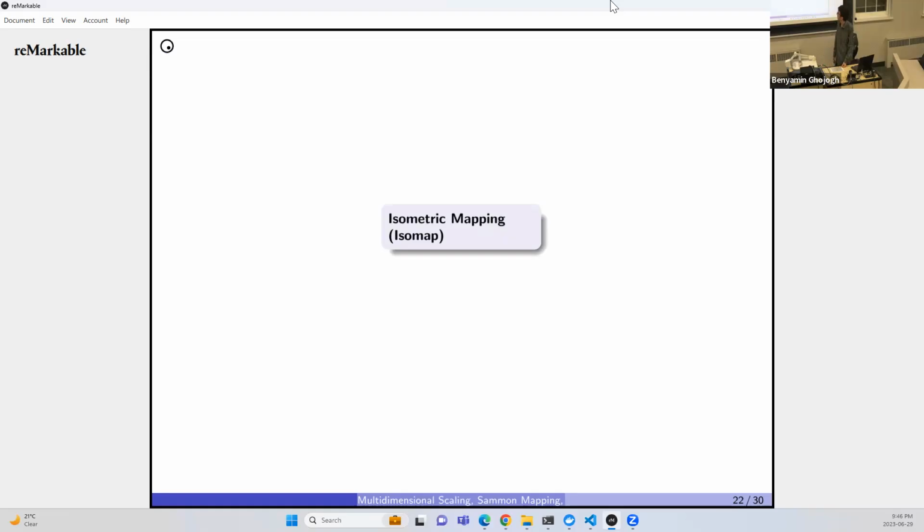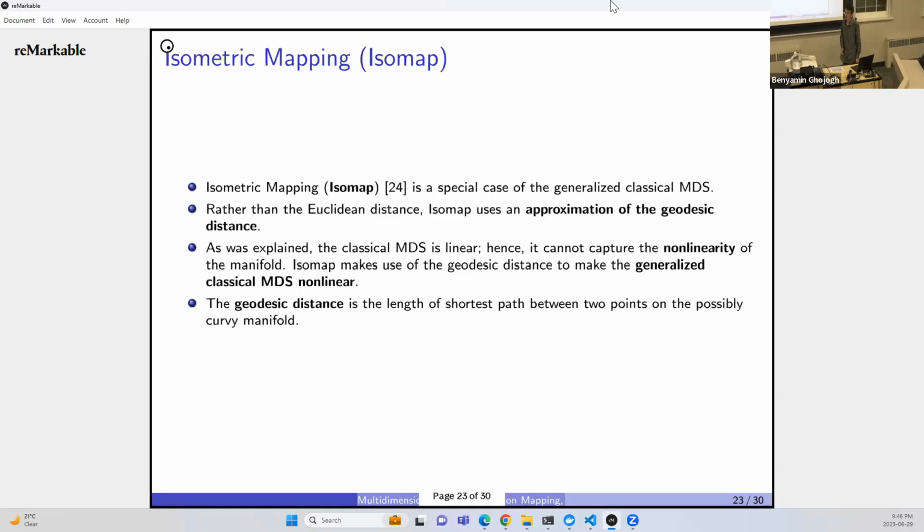Isometric mapping, or Isomap in short. This is also a very important algorithm in machine learning. Isometric mapping, or Isomap, is a special case of generalized classical MDS. You see that MDS is a very important algorithm of which many other algorithms are special cases. So Isomap is a special case of generalized classical MDS, or kernel MDS, right?